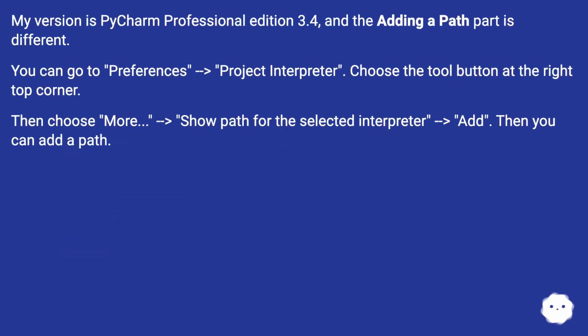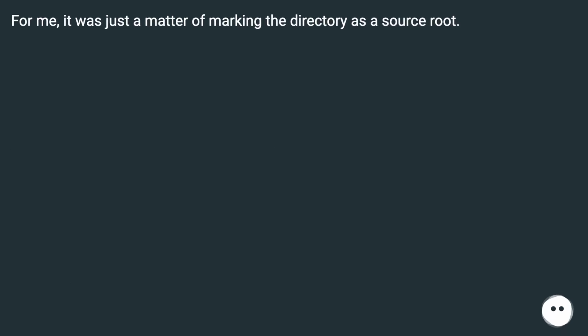My version is PyCharm Professional Edition 3.4 and the adding a path part is different. You can go to Preferences - Project Interpreter. Choose the tool button at the right top corner. Then choose More - Show Path for the selected interpreter - Add. Then you can add a path. For me, it was just a matter of marking the directory as a source root.